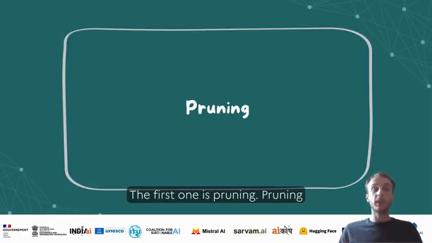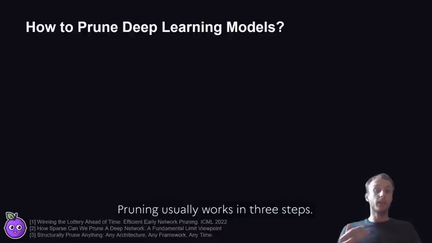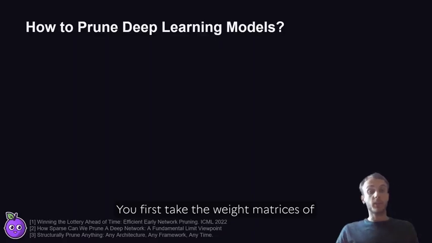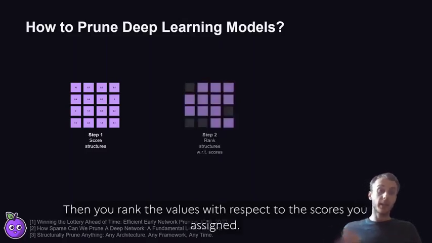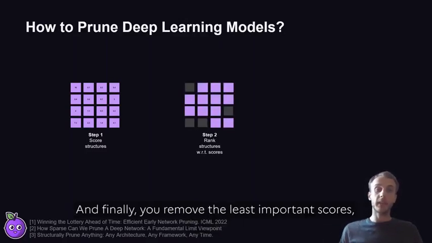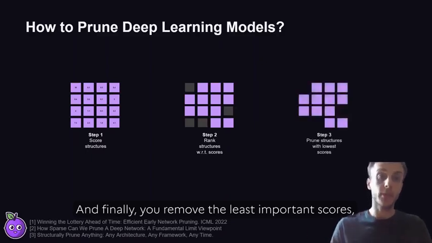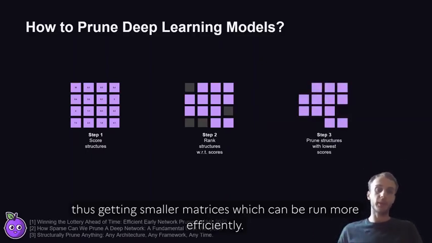The first one is pruning. Pruning usually works in 3 steps. You first take the weight matrices of your models and give a score to every single value. Then you rank the values with respect to the scores you assigned. And finally, you remove the least important values, thus getting smaller matrices which can be run more efficiently.